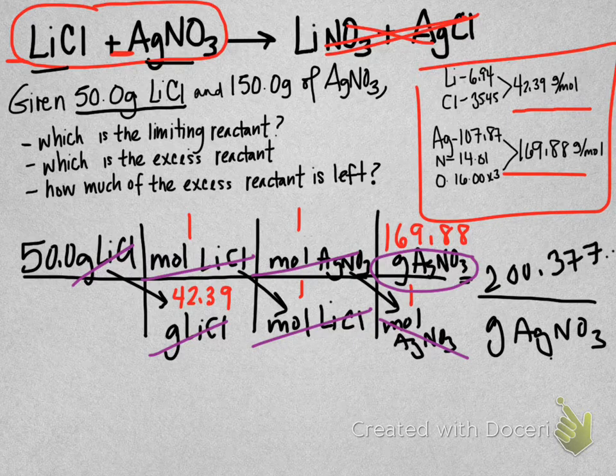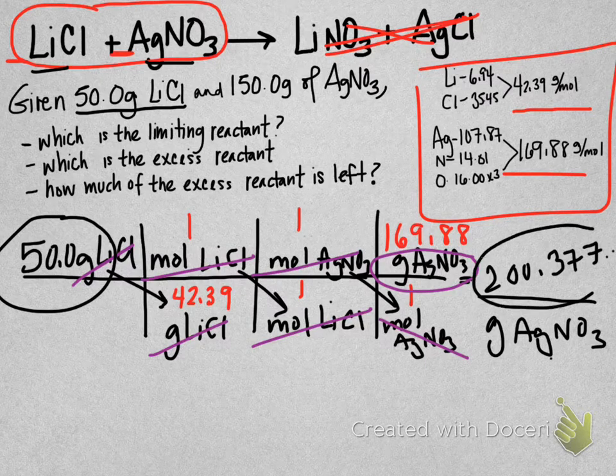Huh, great, I got a number. What the heck does it mean? Well, what we're saying is that 50 grams of lithium chloride is capable of reacting with a full 200 grams of silver nitrate. But did we have that much silver nitrate? No, we only had 150 grams of silver nitrate.